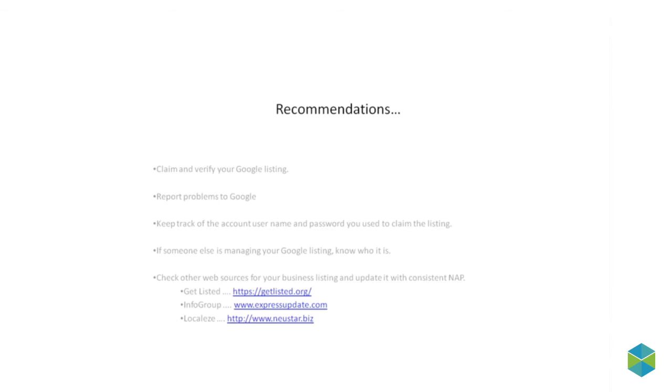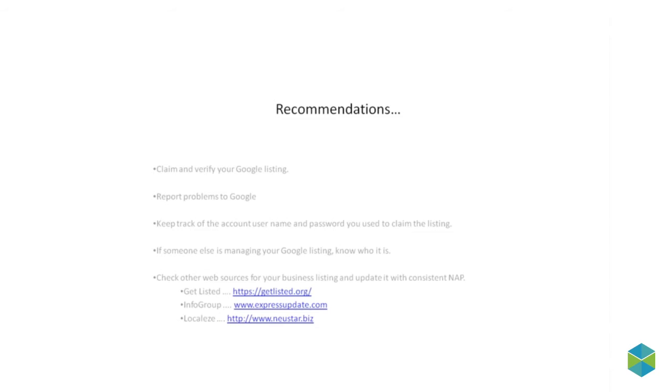And lastly, you can check other web sources for your business listing and update it with your consistent NAP information. And the way that you can do that, the first thing I would suggest is go to Get Listed. It's getlisted.org. You can enter in your business name and address, phone number, and Get Listed will pull up results for you showing you where your business is listed, and it provides links to those listings, say the Yellow Book link or the Super Pages link, and you can click on that link and edit your information and get that consistent NAP into those other businesses.